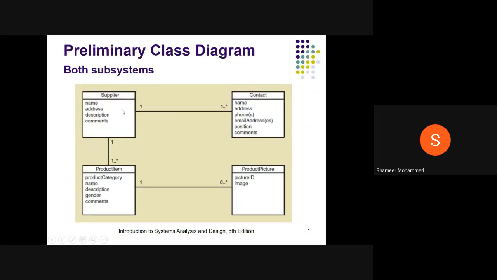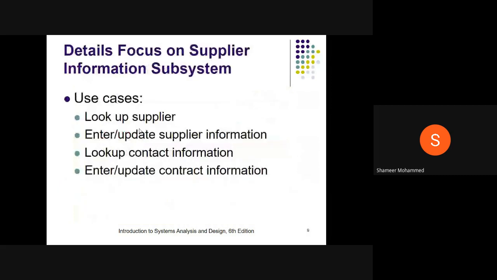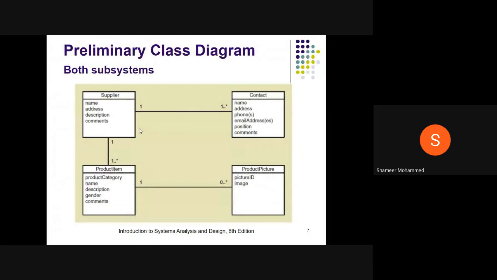So see the relationship here. One supplier can have multiple contacts, multiple addresses, one to many. One supplier can supply many products or one product, one to many. And one product may have zero pictures or it can have many pictures in the database. So this is the class diagram. This is the use case for this information system. So you have to draw the use case like this. You have to draw the class diagram like this when you are doing system analysis.